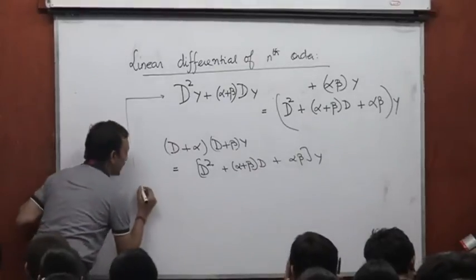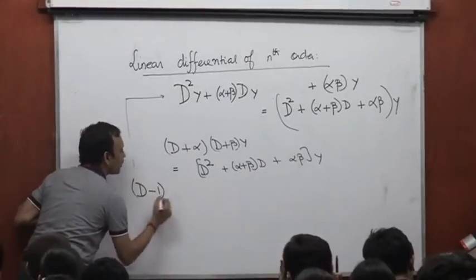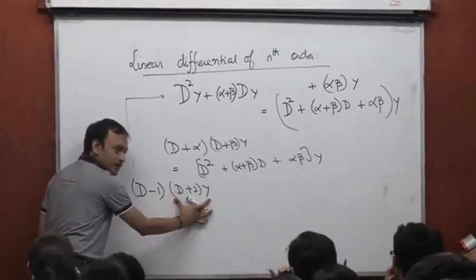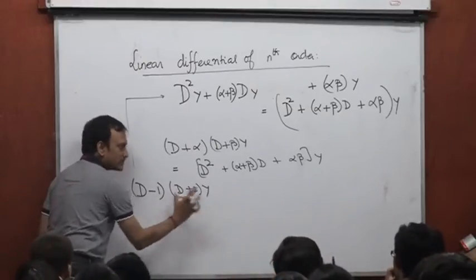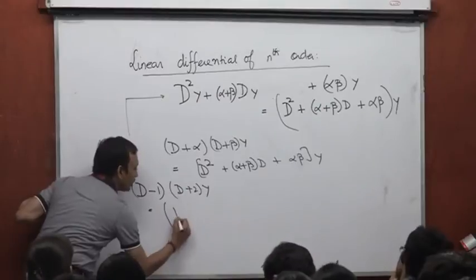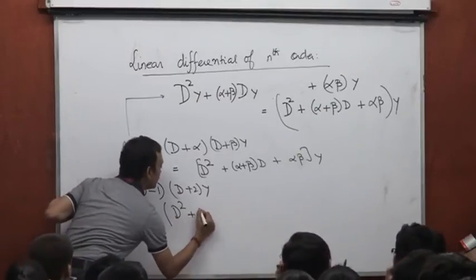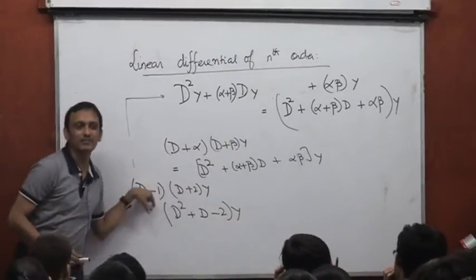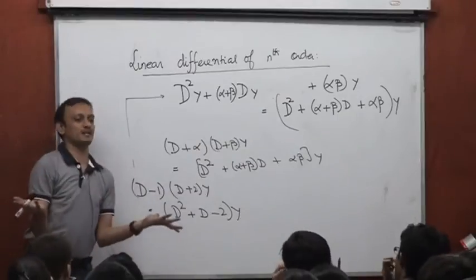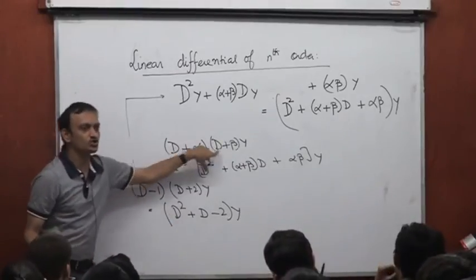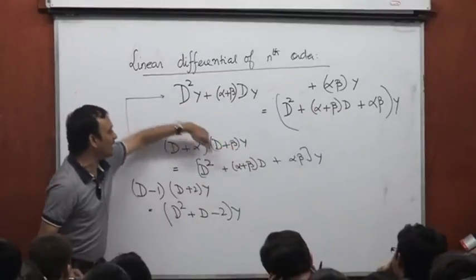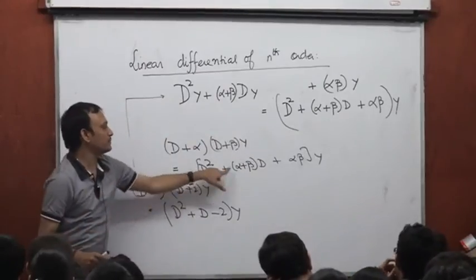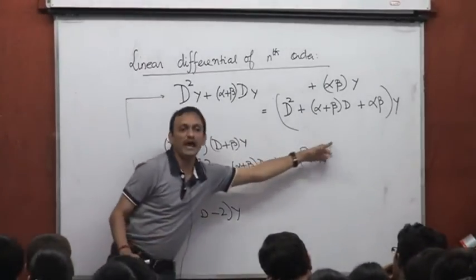So it's as if I had D minus 1 operating on D plus 2 y. D plus 2 y is a function. So D minus 1 operating on this is as if the operator D squared plus D minus 2 acts on y. It's as if I'm multiplying these two. The effect of these two operators acting on y: first this acts on y and then D plus alpha acts on the output of this. It's as if D squared plus alpha plus beta into D plus alpha beta acts on y.